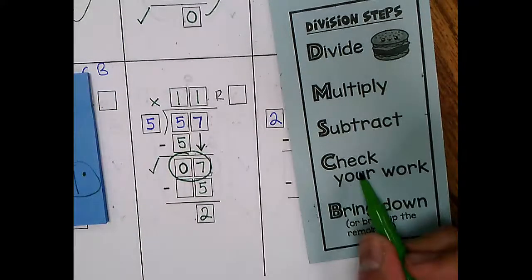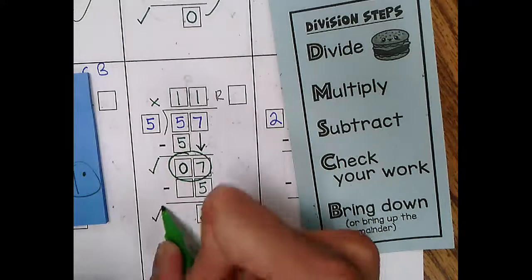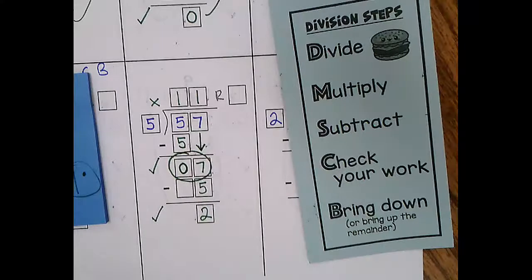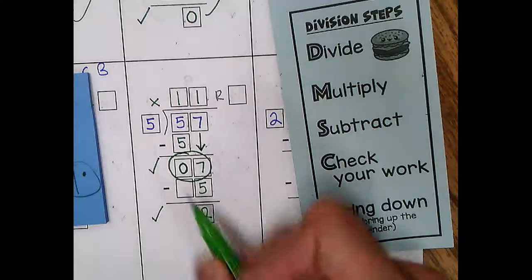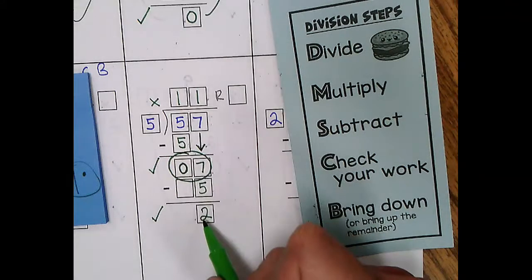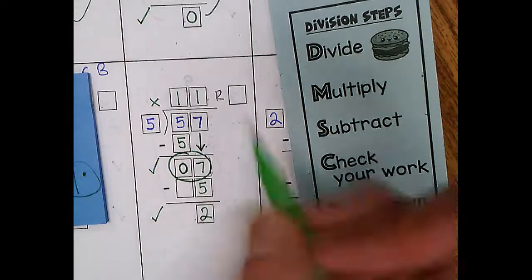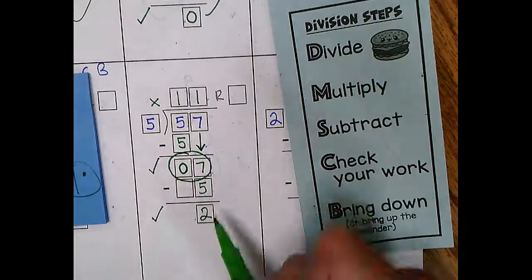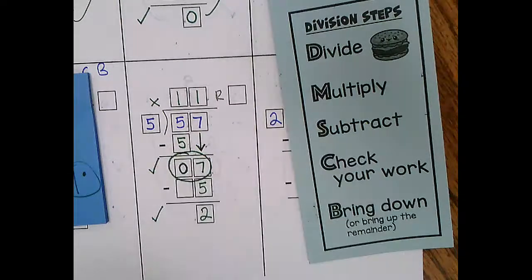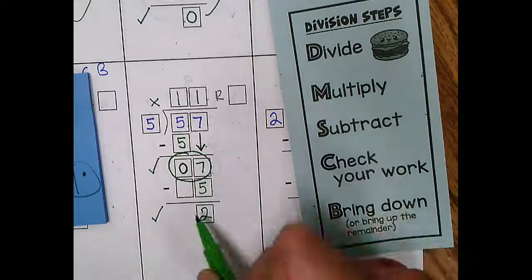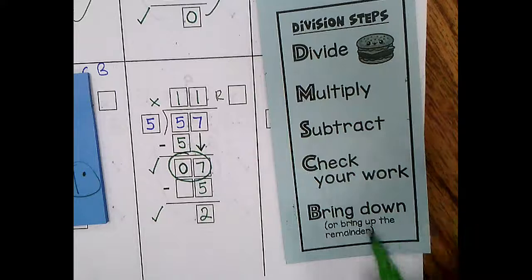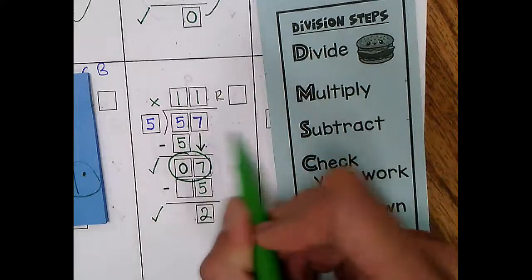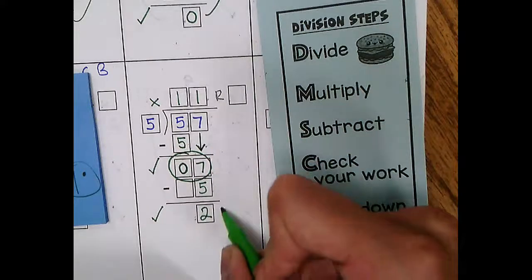So now we're going to check our work. 2 is smaller than 5. That's a good sign, okay? Because if it was not smaller than 5, well, let's say we had 5 in there, that means we could have passed out more, right? And we must have done something wrong. But we only have 2, and that's smaller than 5. We can't pass out any more candy. So that's good. We're going to bring down the next digit, but there are no more digits to bring down.